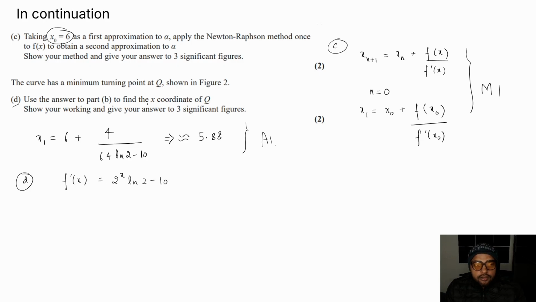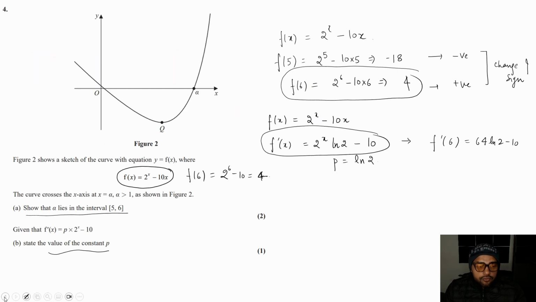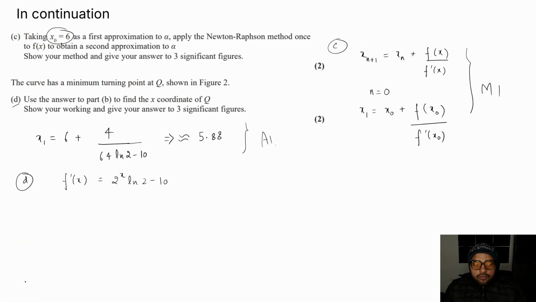In this part, to find the x coordinate of Q, we can see in the B part we have already found the value of P, that was ln 2. So we need to plug in f prime x equals 0 to find the critical point. So f prime x will be equal to 0. This gives us 2 raised to the power x log 2 minus 10 equals 0. Further solving, we get 2 raised to the power x equals 10 by log 2.